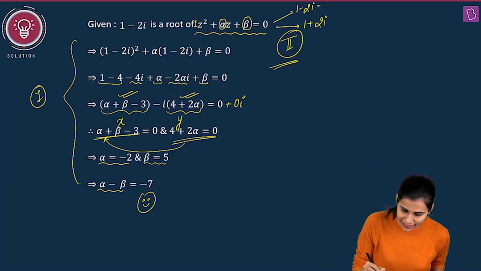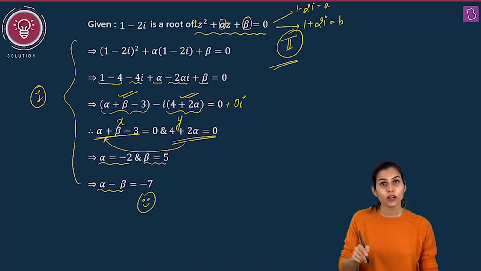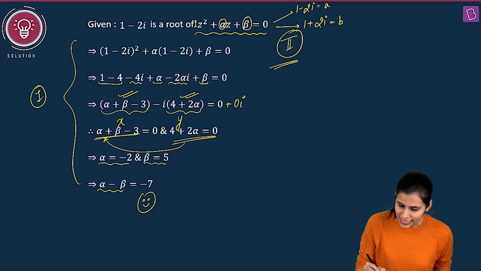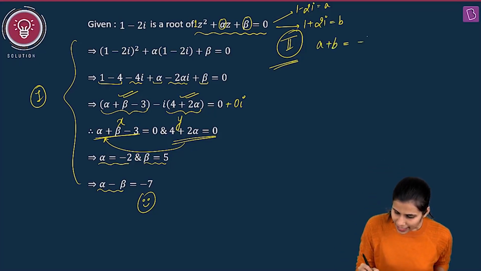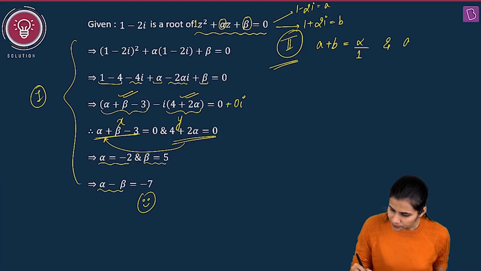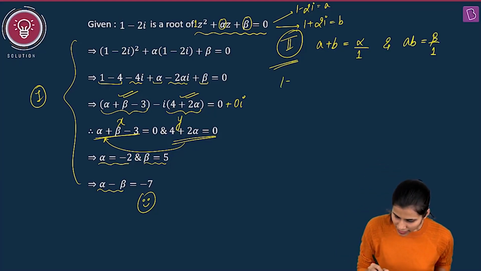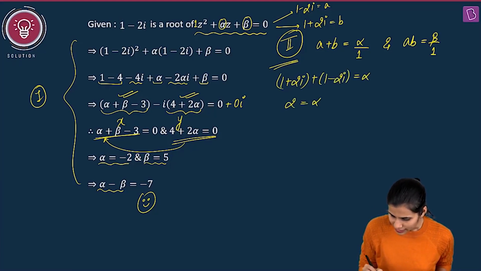Yes, so let's say this is small a, let's say this is small b. So small a and small b are roots of my given quadratic equation. Then I know the relationship between roots and coefficients. Sum of the roots is minus of coefficient of z upon coefficient of z square, and product of the roots is constant term upon coefficient of z square. Plug in the values of a and b. What will you get? 1 plus 2 iota plus 1 minus 2 iota equals minus alpha. This gives you 2 equals minus alpha.